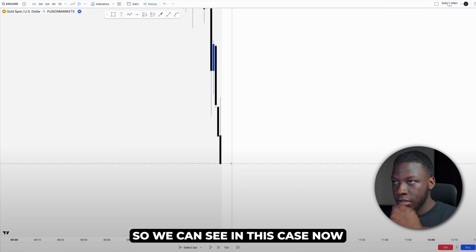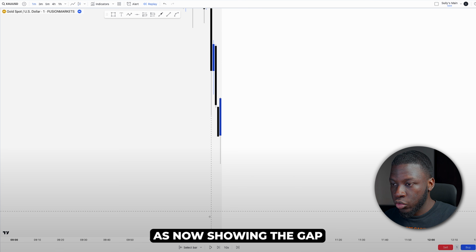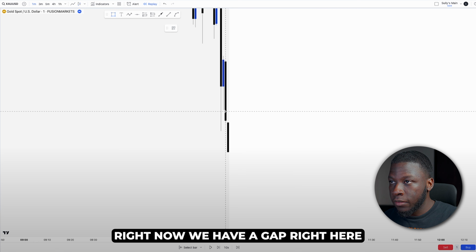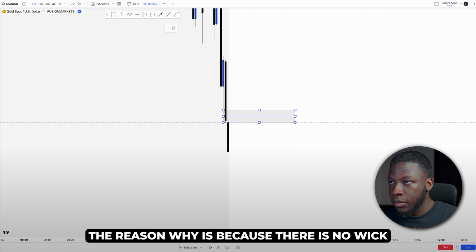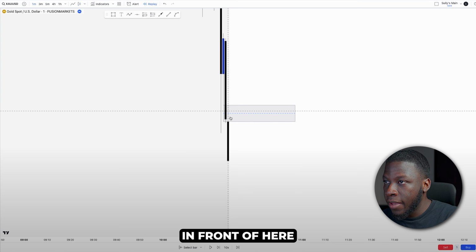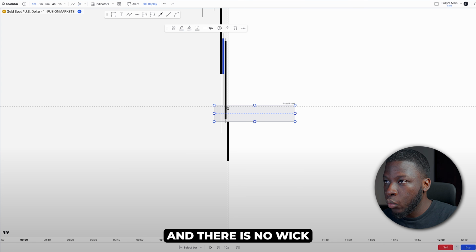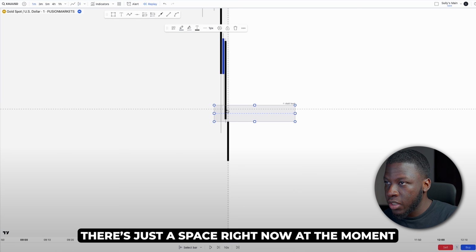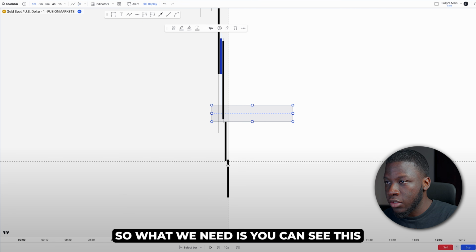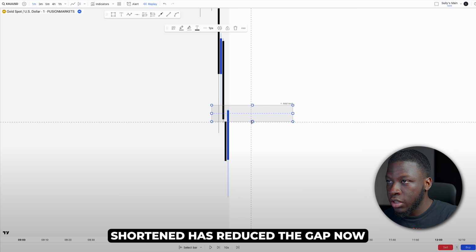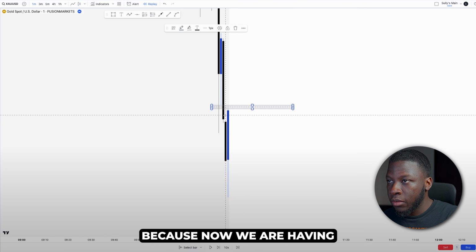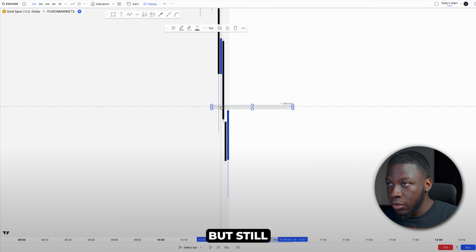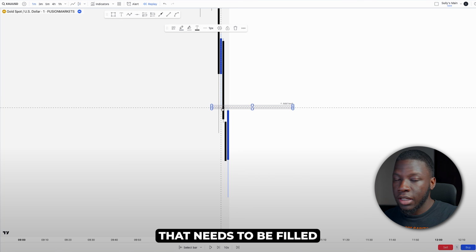So we can see in this case, this blue candle has now shortened the gap. Let's look at that again slowly. Right now we have a gap right here. The reason why is because there is no wick in front of here and there is no wick directly behind. So right now there's just this space. What we need is, you can see this next candle has now reduced the gap, because now we have some kind of wick or candle in front of it. But still, there is still this gap right here that needs to be filled.